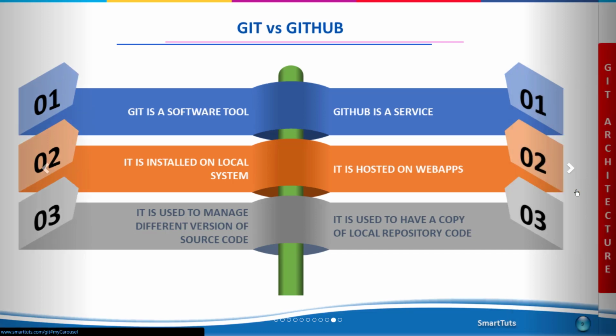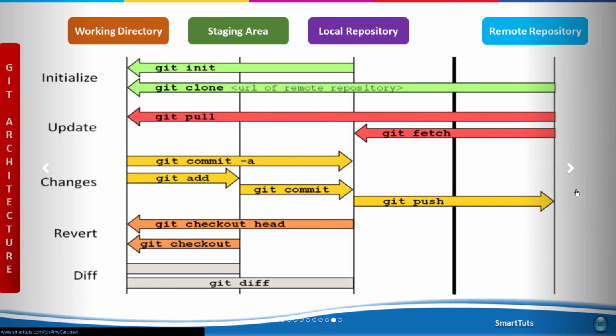Okay, then the next is the Git architecture. How many areas do we have? First, look at the areas. First is the working area, then the staging area, then the local repository, then the remote repository. What is the working area? The working area is when you are just editing something.